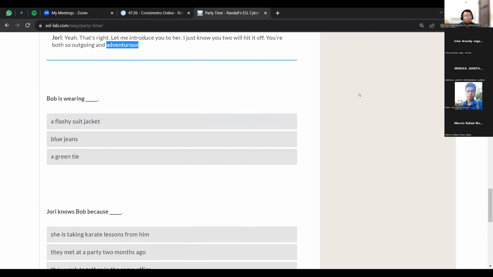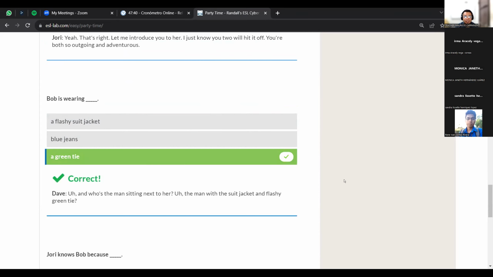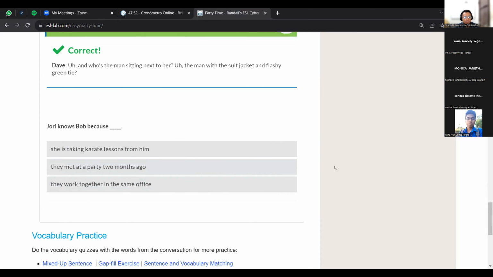Now, what about Bob? What is Bob wearing? A flashy sweet jacket. No. He used the word flashy, but it's actually a green tie. Era el distractor ahí. Flashy green tie. You see? Okay.